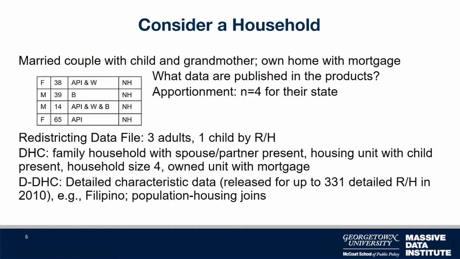And then the detailed DHC, that's where even more rich information comes, and Ashwin already showed us this a bit. Although the box that I have at the top says that they were Asian and Pacific Islander, when you get to the detailed DHC, you see a further breakdown: it's not just Asian, 3 of the household members identified as Filipino as well. So this is the sort of rich information. In 2010, there were up to 331 detailed race and Hispanic origin categories released. So those can be released at higher levels of geography with that really rich detail.